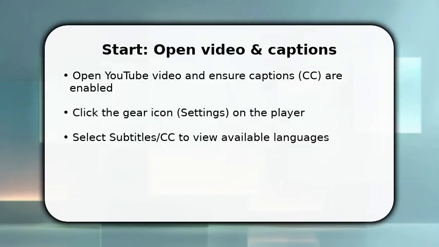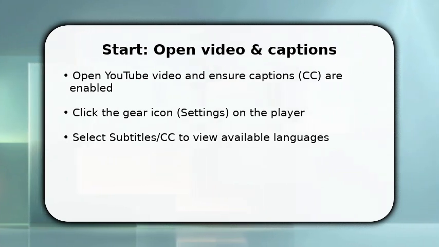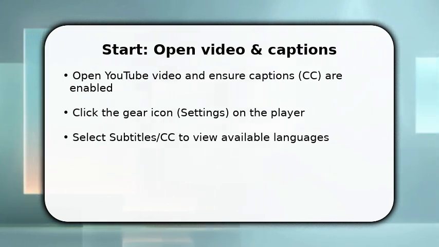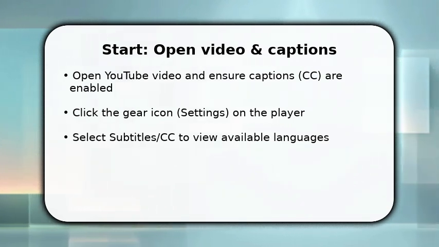You've opened the video and captions are available. Good. First, click the gear icon at the bottom right of the player to open settings, then choose Subtitles/CC. If multiple subtitle tracks are listed, pick the one that most closely matches the original language. This ensures better machine translation quality when you change languages.